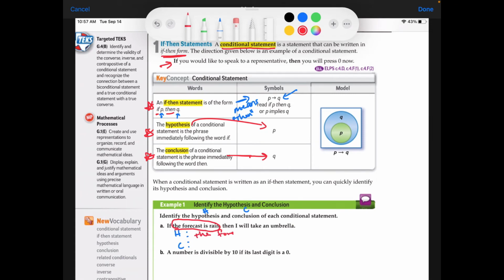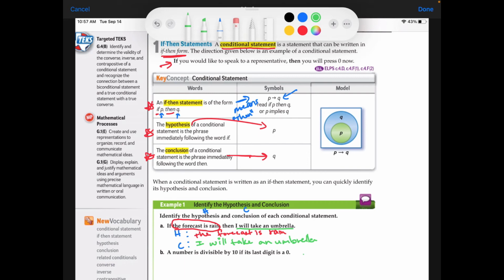The forecast is rain. Everything after the word if, that would be your hypothesis. Let's say that it's going to rain. And then after the word then, we have the words I will take an umbrella. That is your conclusion. So if it's going to rain, then you take an umbrella. That's the conclusion. Okay? Let's analyze this next sentence.